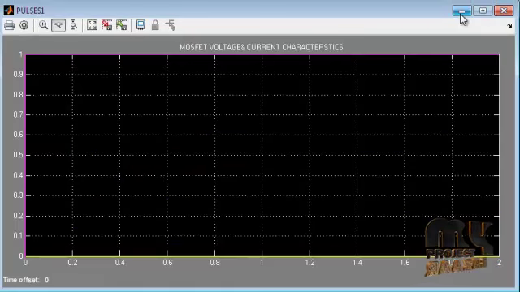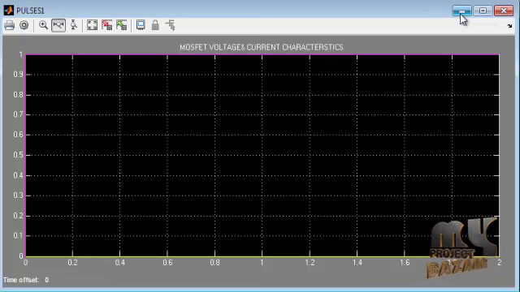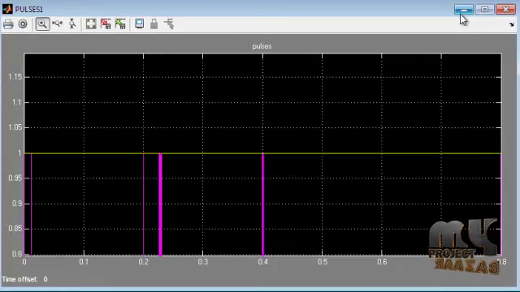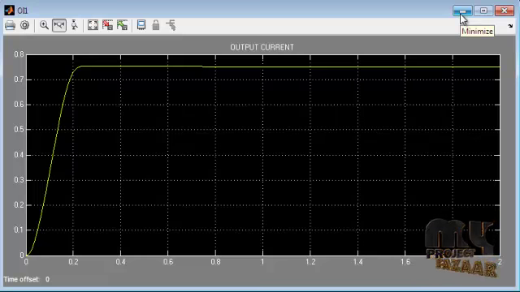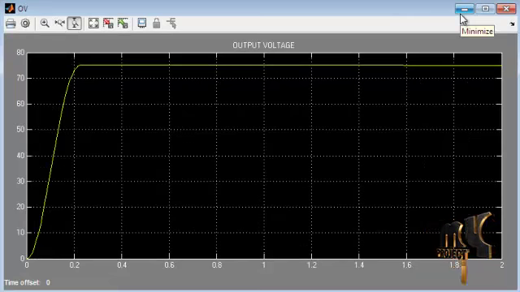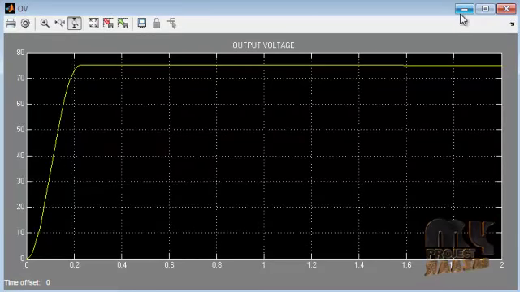And next, the output pulses generated using the PWM generator and also the MPPT block. This is the Perturb and Observe algorithm pulse waveform. And the next one is the pulse waveform for the incremental conductance algorithm. And this is the output current waveform of the Perturb and Observe algorithm. And this is the output voltage for Perturb and Observe. Here the output voltage is around 75 volts, reaching constant at a rise time of 0.215.